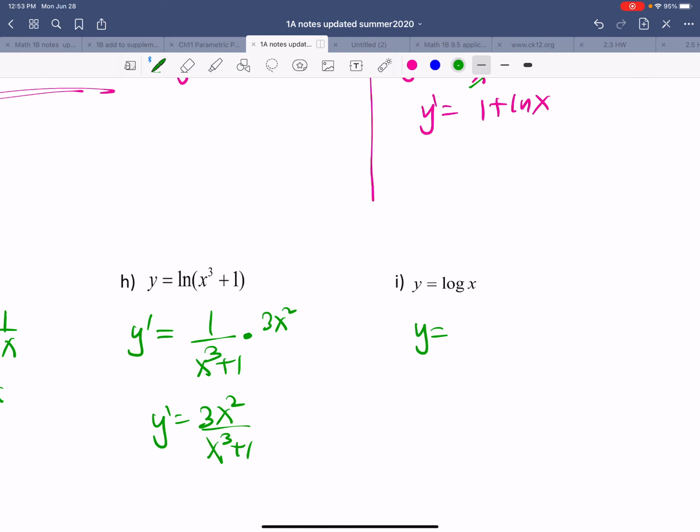y is equal to log of x. What's the base over here? The base is 10. When you don't see a base, the base is 10. So y prime is 1 over x natural log of 10.